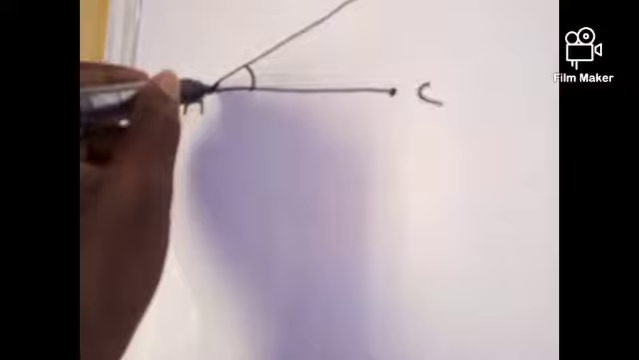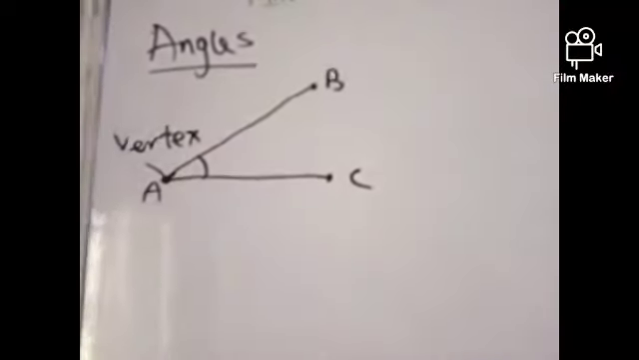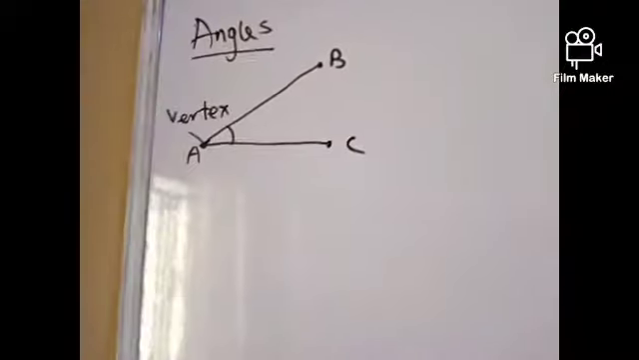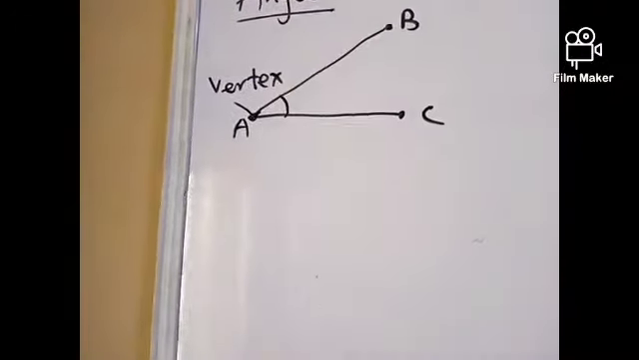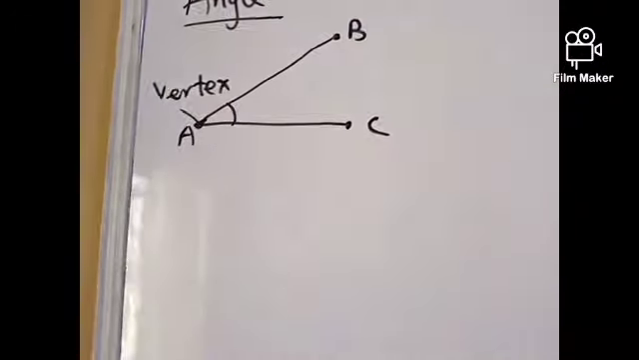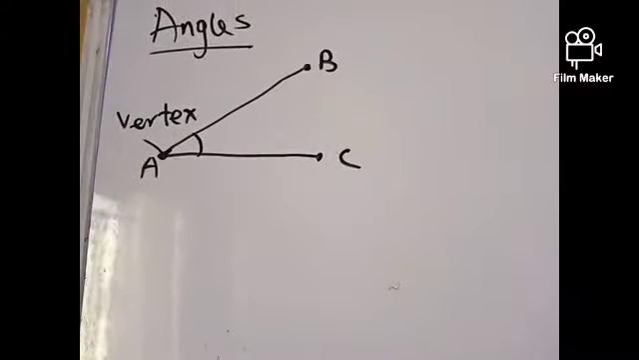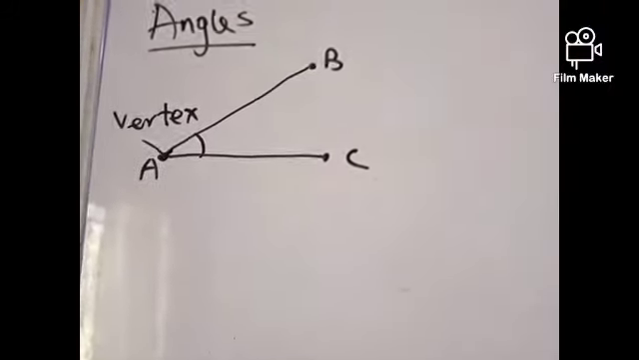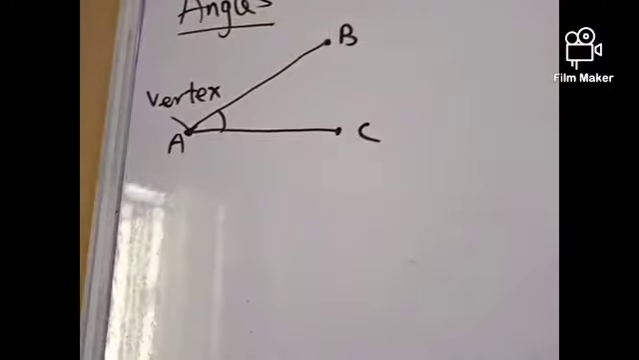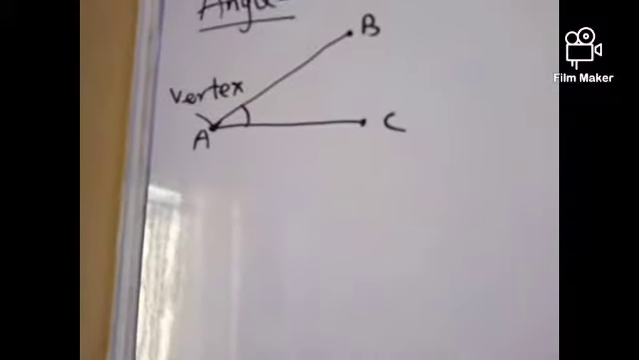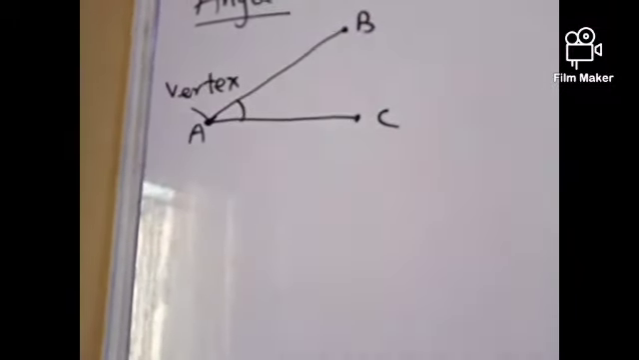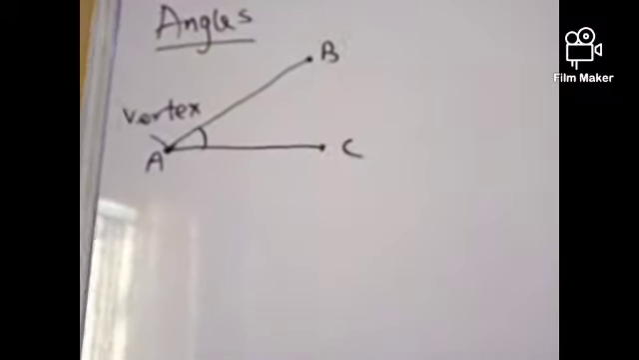Now, this point where the two straight lines meet, we call it the vertex. So that is the vertex. So angle, apart from being a point where two straight lines meet, can also be defined as a turning. And angle is measured in degrees. So today we are looking at the different types of angles that we have.